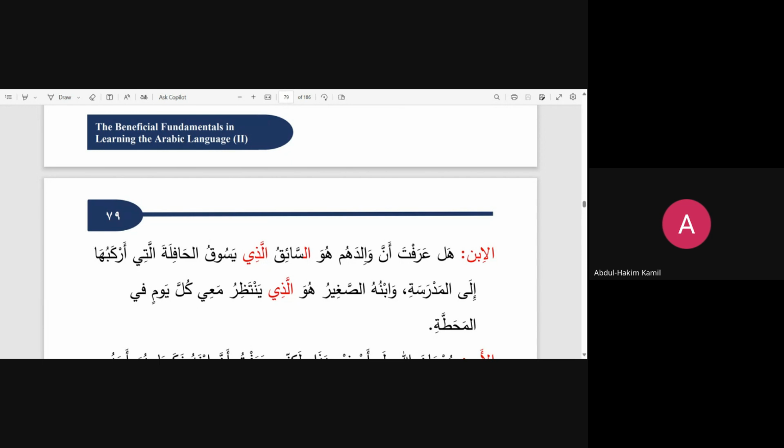So what does this mean? هل عرفت أن والدهم هو السائق الذي يسوق الحافلة؟ Their father is the one who drives the bus. No, I can't say it's the one. He's the driver who drives the bus. السائق means الذي يسوق. It's right there, written in front of you. What does السائق mean? Alladhi yasuq. As-sa'iq means alladhi yasuq. And that's why the alif lam is red, so you can recognize that that is an ism mawsula. As-sa'iq means alladhi yasuq.